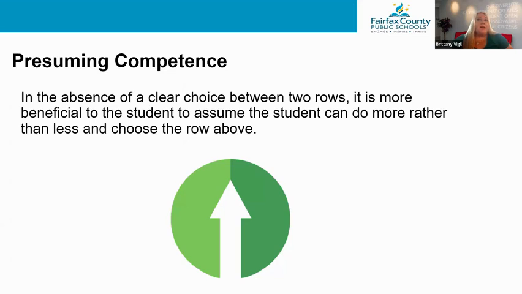This is the opportunity to advocate for your child. When talking through the tool, you want to share what you are seeing at home and in the community. In the absence of a clear choice between two of the rows, it is more beneficial to your child to assume that they can do more rather than do less and choose the row above. So the decision about which row and characteristics should capture your child holistically. Again, we really want to take all of your child into account when we're making these decisions in each section and find the criteria that matches your child's functioning and advocate for what you're seeing.